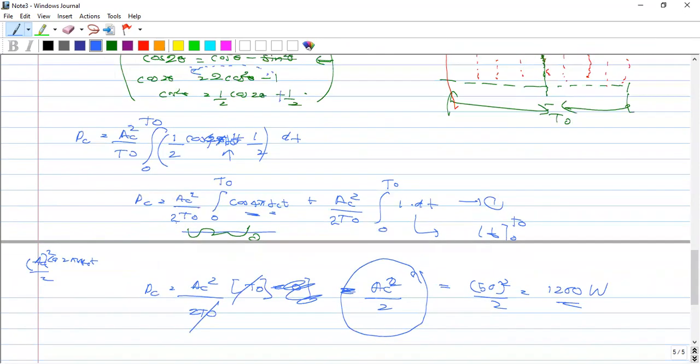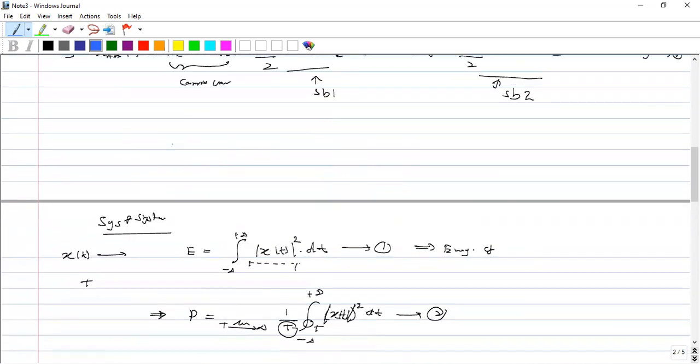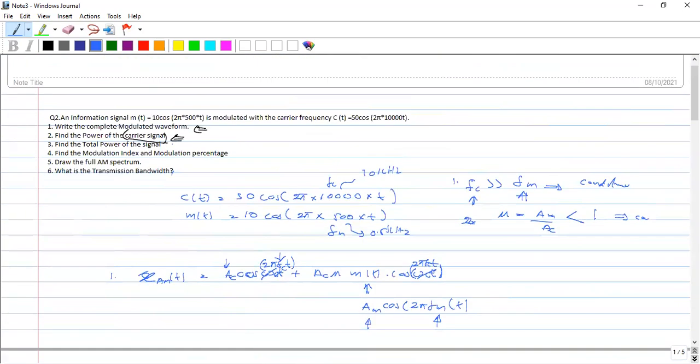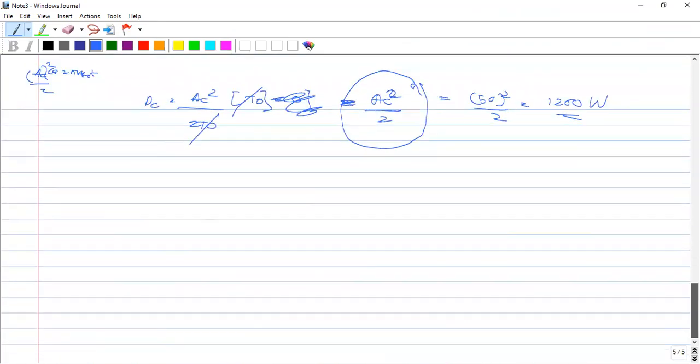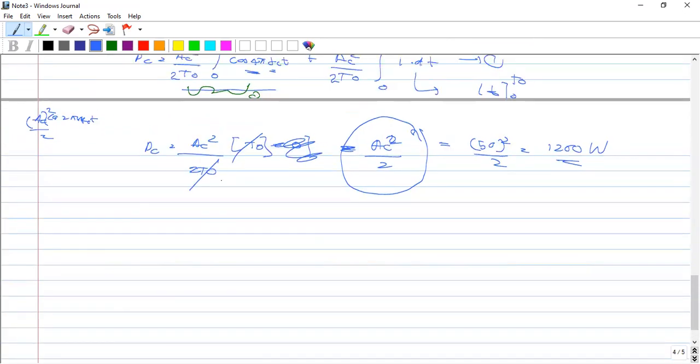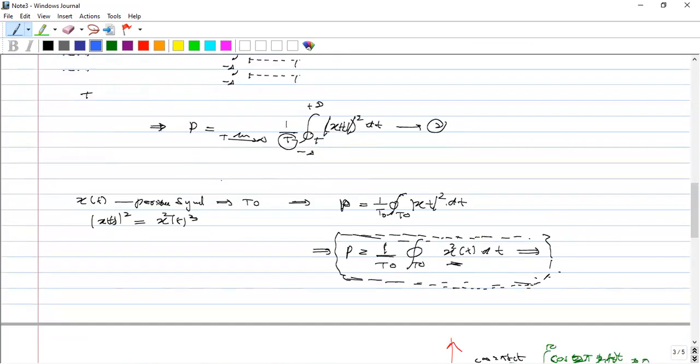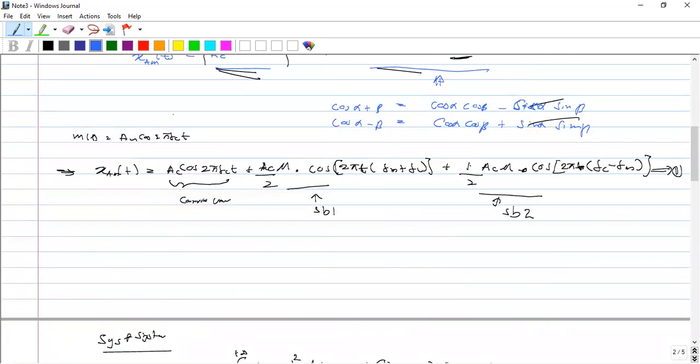Then we are asked to find the total power of the signal. Total power means here we have two sidebands, no? You can see that we have sideband 1 and sideband 2. Then we have to evaluate the power of the first sideband and the power of the second sideband.